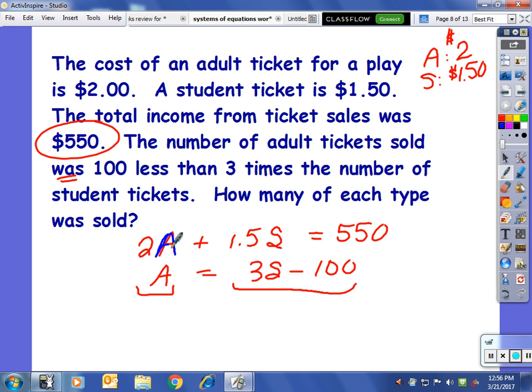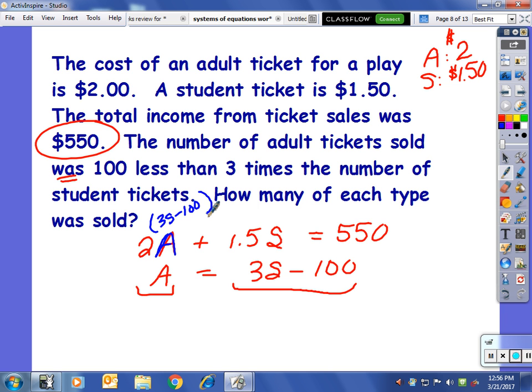So do you see this A right here? What can I put in its place? 3s minus 100. Now my top equation only has s's in it. You have to get rid of one of the letters in order to solve this. You got to solve them one at a time. But be careful, that 3s minus 100 has to get multiplied by 2.